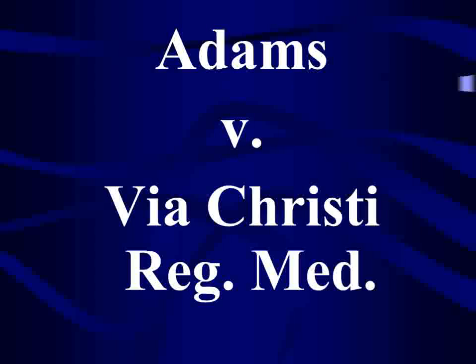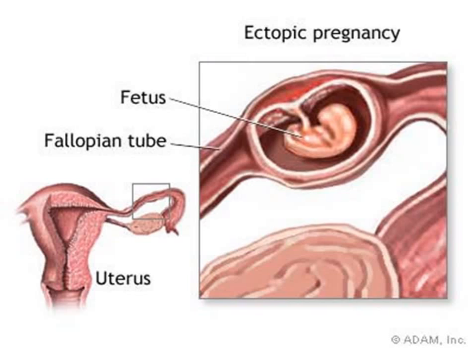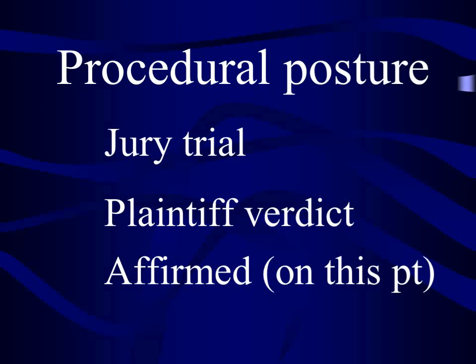So the first case is Adams versus Via Christi Regional Medical Center. In this case, the patient, unfortunately, just a young woman, died after an ectopic pregnancy, where the pregnancy takes place in the fallopian tube instead of in the uterus, went undiagnosed, untreated. And so the patient's parents had sued, and in fact had won a sizable verdict at trial.